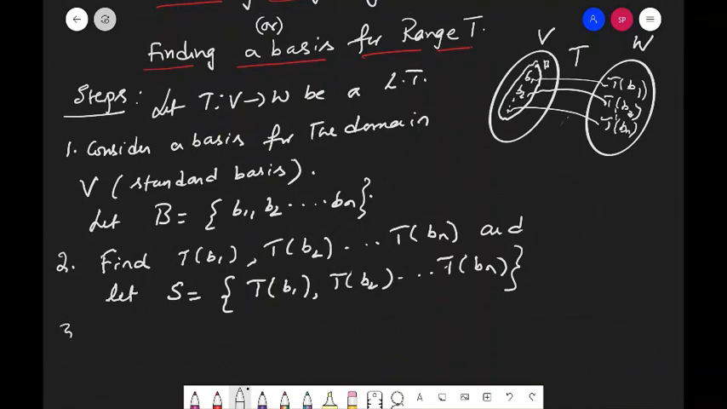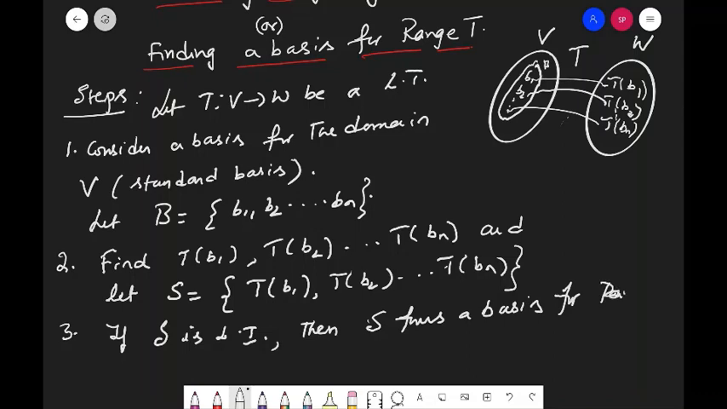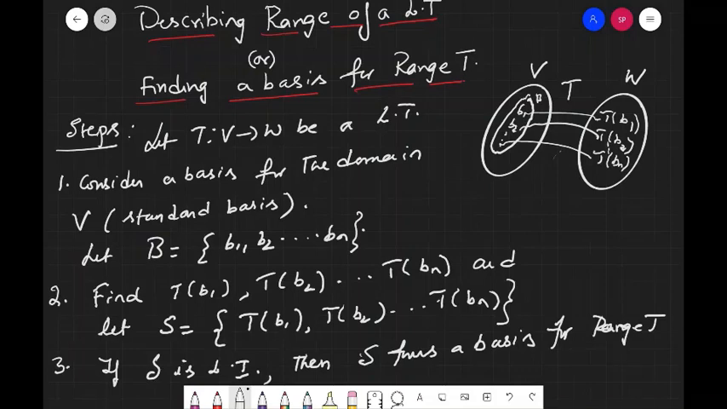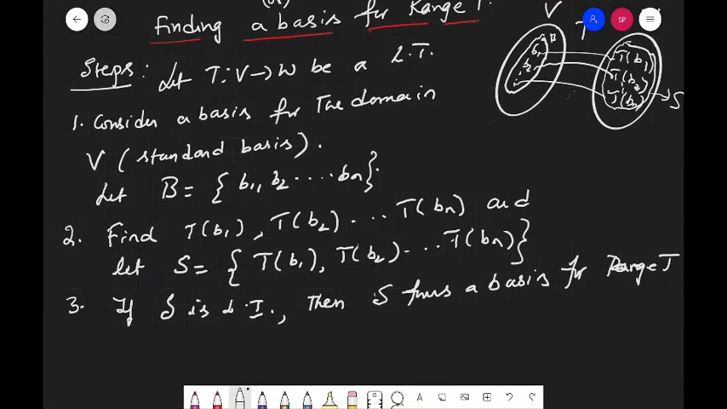Then the third step is, if S is linearly independent, then S forms a basis for the range of T. Where is this S for us? S is nothing but the set containing these elements. So if this S is linearly independent, then it forms a basis for the range.